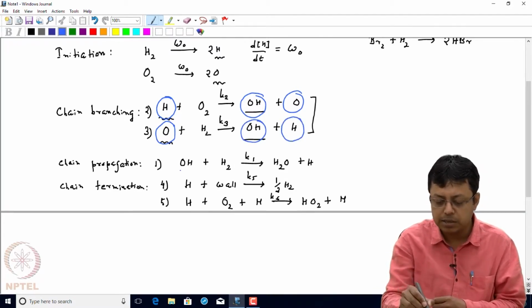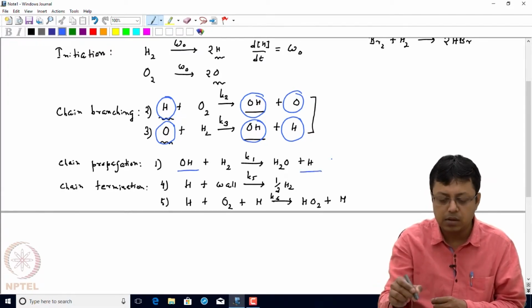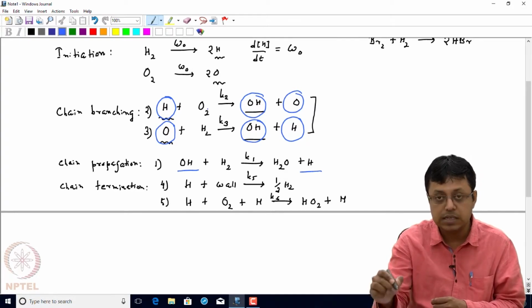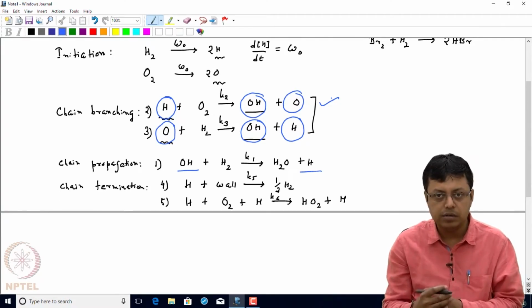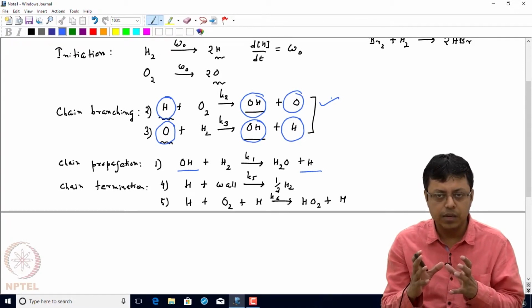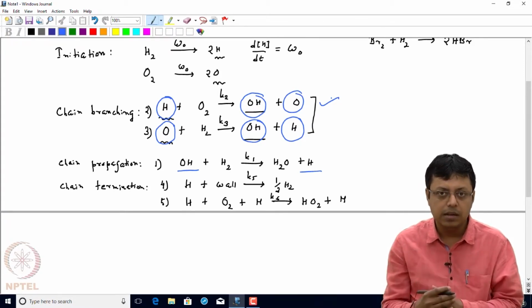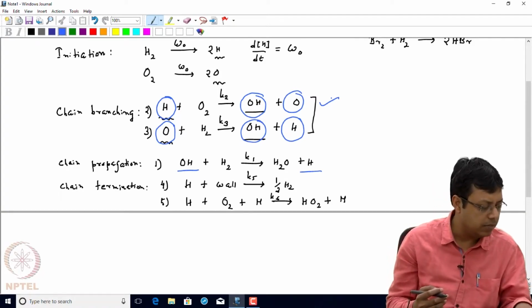Whereas propagation is something like you start with 1 radical and that generates another radical. As we can see in step 2, the H radical will also generate back the OH, and that is how it propagates. And then there are termination reactions, but as you can see, we have not written any termination reaction for the oxygen radical because there are some issues, since you also have to consider the exothermicity and endothermicity of these reactions.